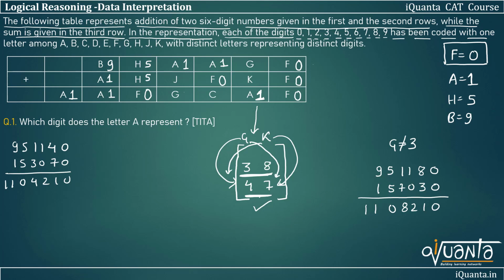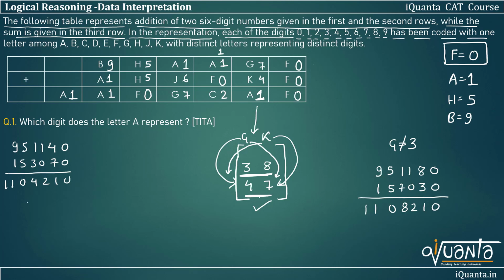Now let us make K equal to 4 and G equal to 7. So if G equals 7, K equals 4, we'll be getting a carry 1 over here. C will become 2. Since G is 7, G will be 7 over here as well, and J will be given a value of 6. So yes, in this case as well, all are having different values.